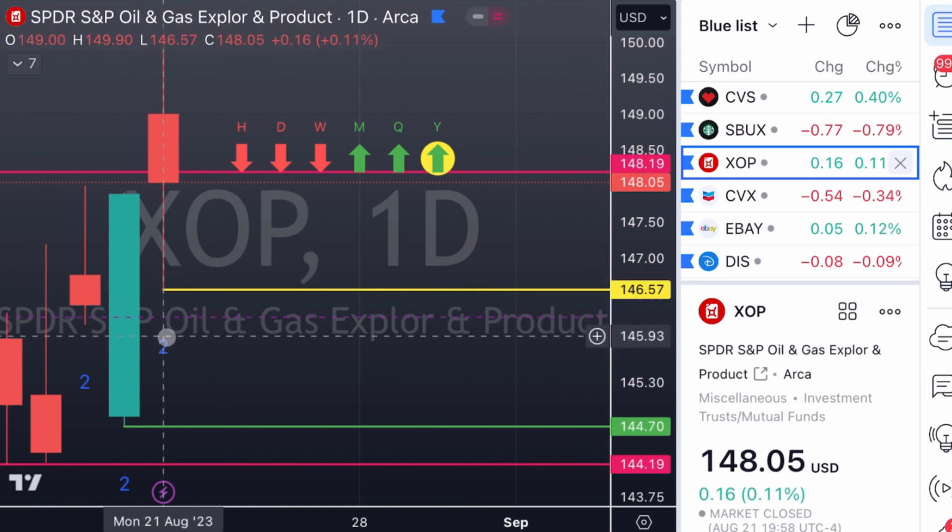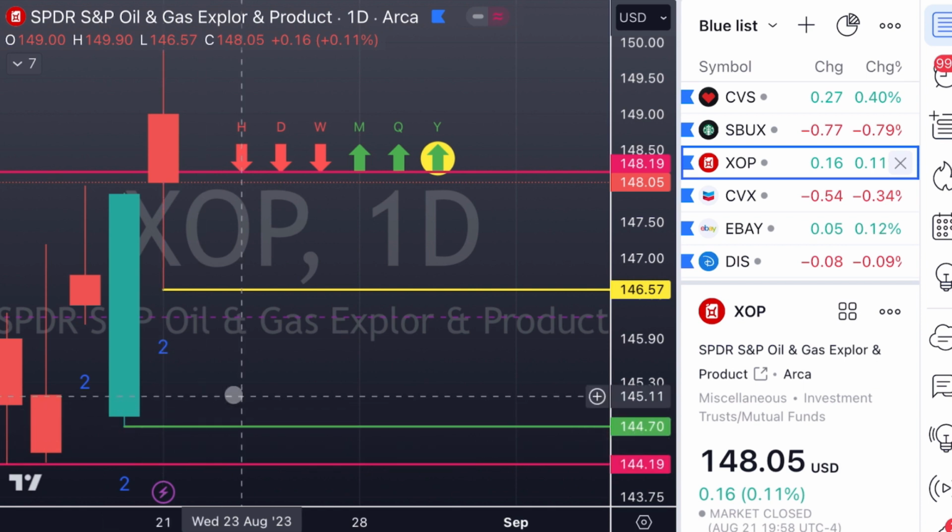If we cross below that line, there's a very good chance that we go outside bar, which is a 3 bar. You haven't seen one of those? It breaks both the high and the low of the previous candle. So outside bar on the week, okay? So if we trigger and start trending down, there's a very good chance that throughout the week we just continue to trend down on XOP.